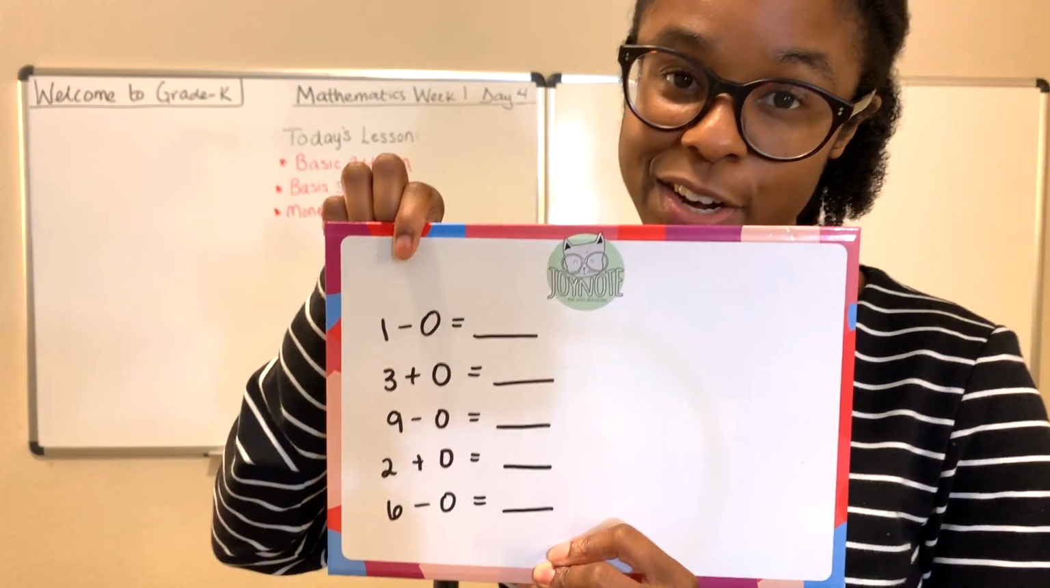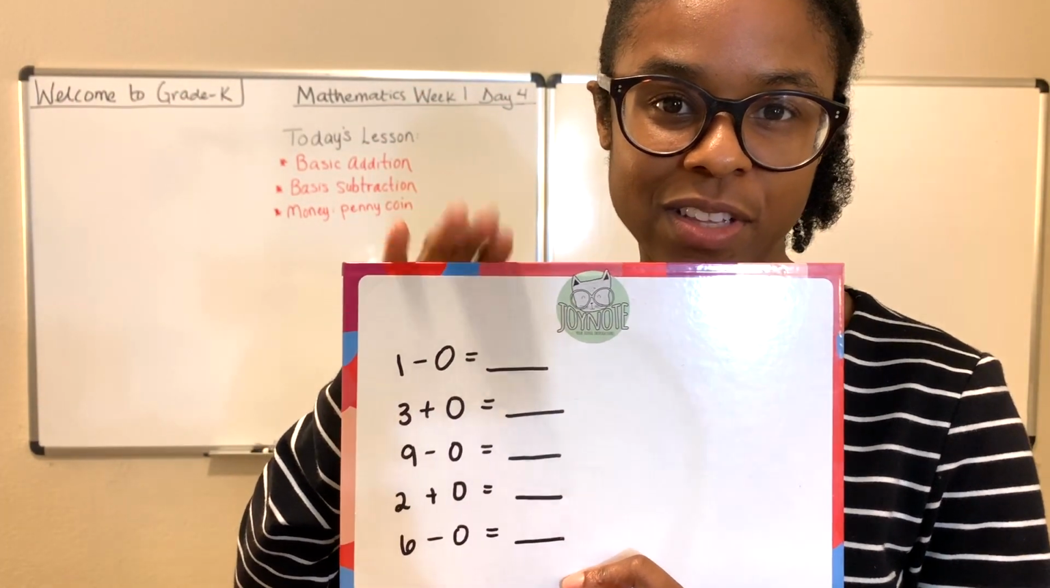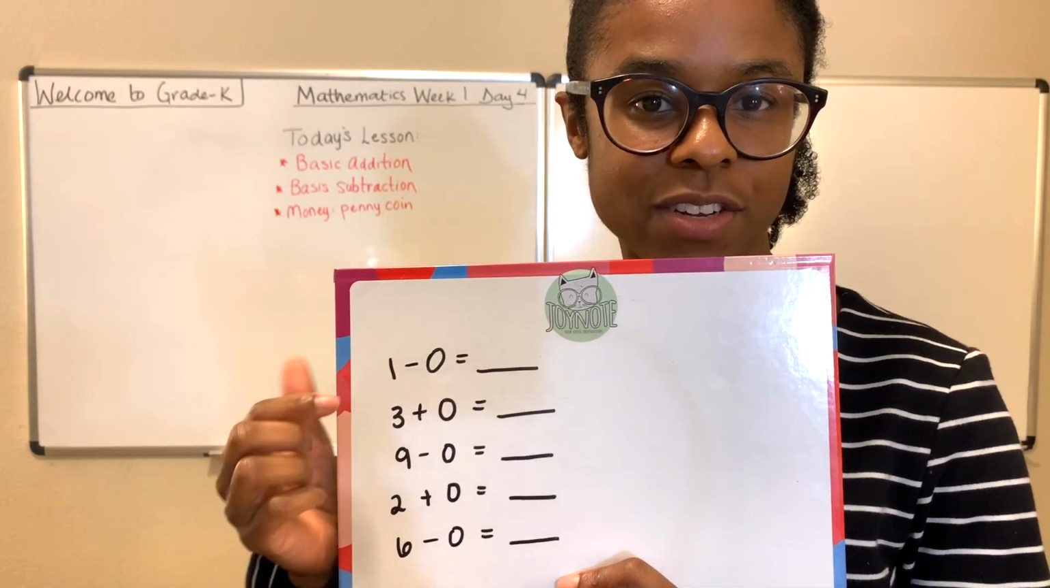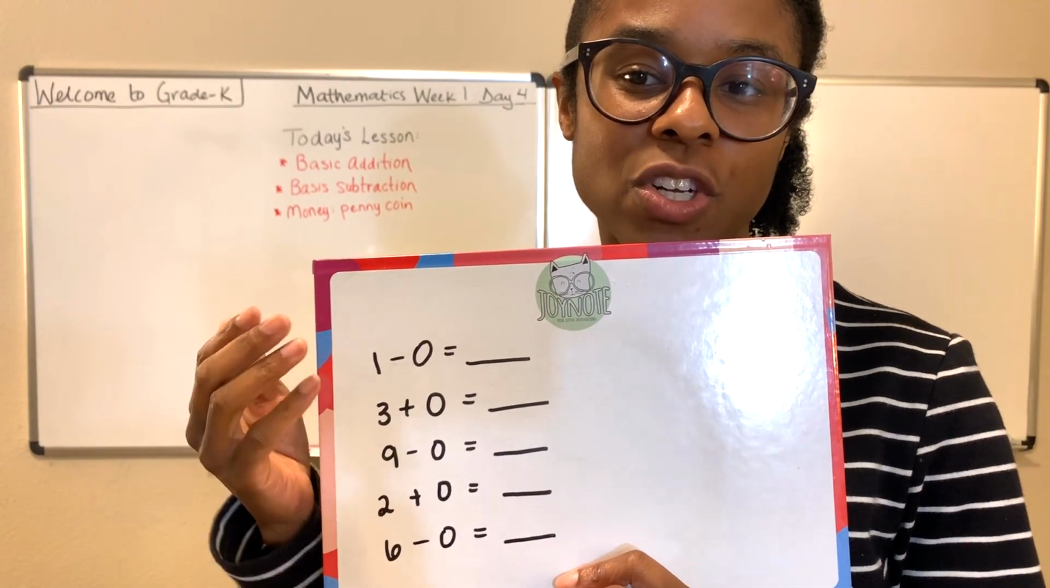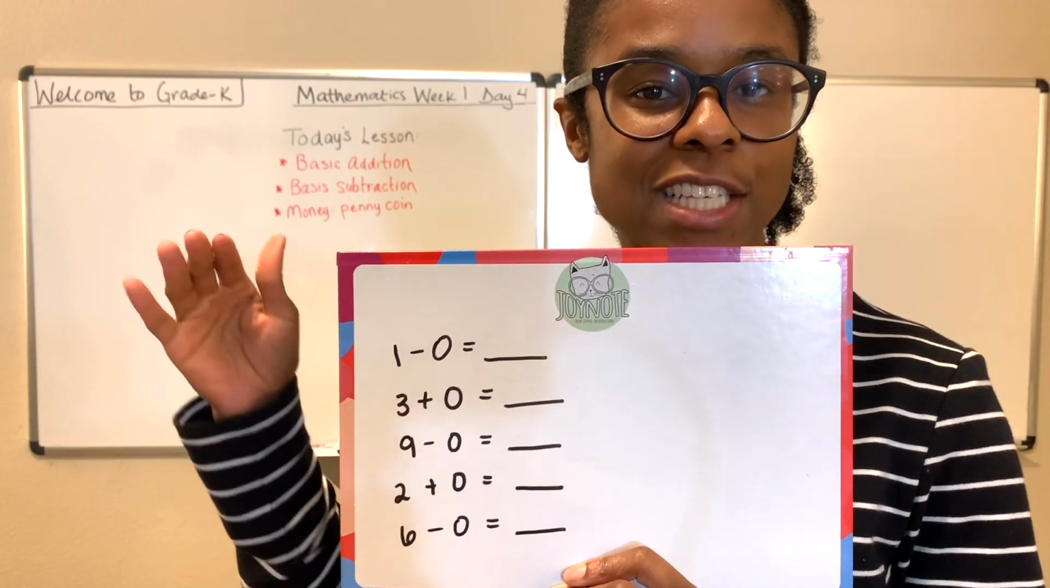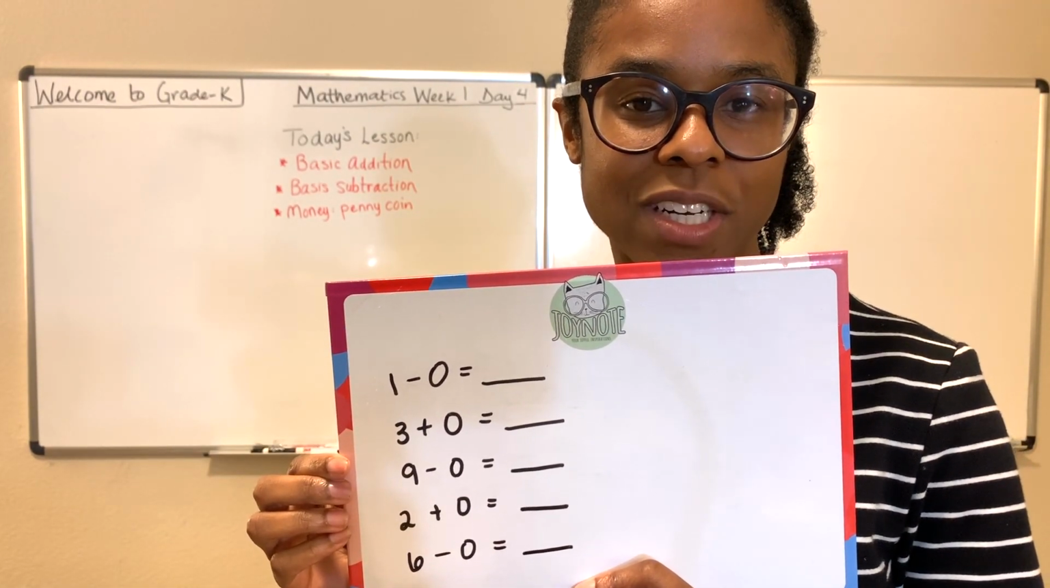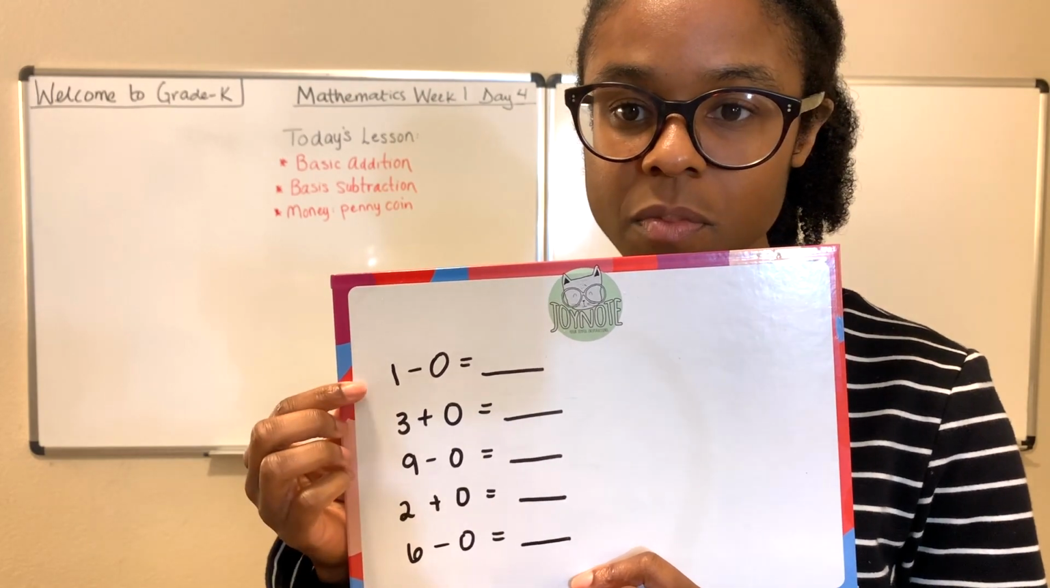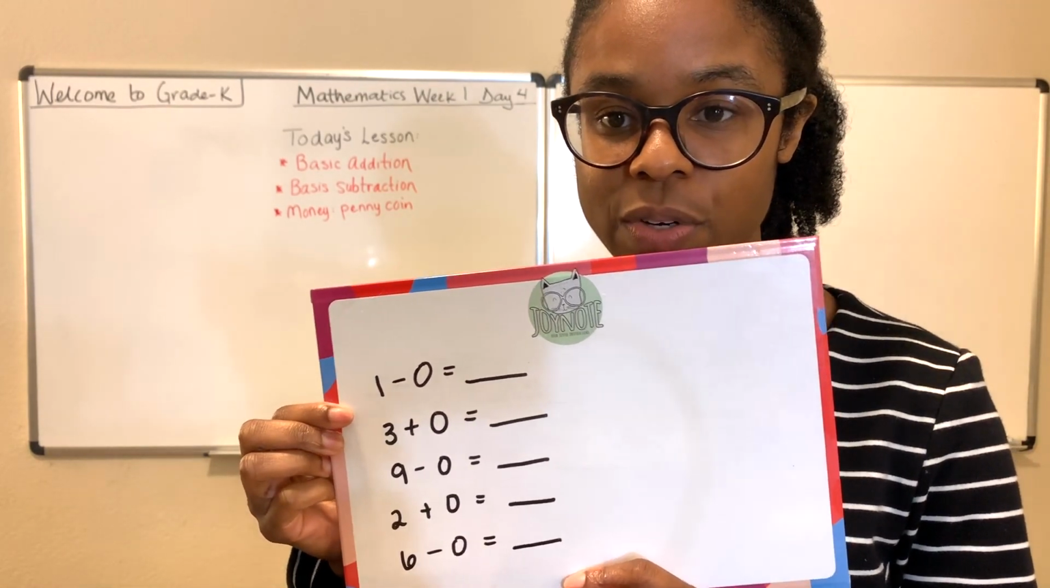And if you've gone through the pre-K curriculum, you're very familiar with equations and finding the sum and the difference. But for those who have not, we're going to start with basic equations, and then as we progress, we'll add to our knowledge and build from there. So we have 1 minus 0.